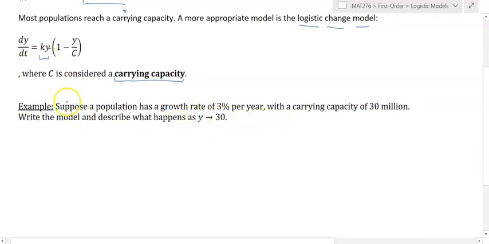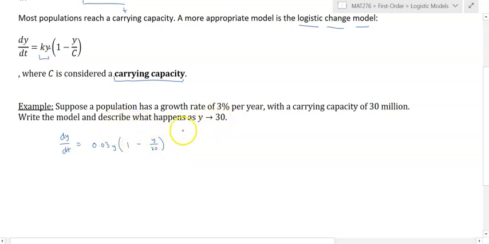Suppose we have a growth rate of 3% and a carrying capacity of 30 million. Okay, so our growth factor is still the value of k. In this case, it's a positive 0.03 since we're talking about growth. Very rarely are you using this model if you have a decay, but I suppose that's possible as well. And now we would have 1 minus y over 30. So we'll just keep everything in mind being in millions.